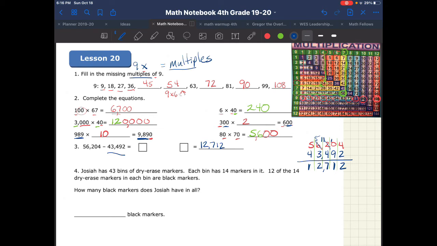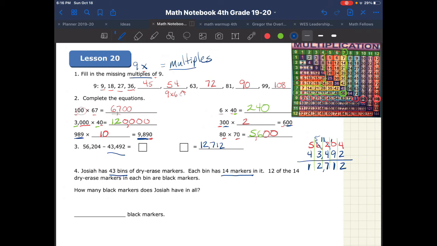Josiah has 43 bins of dry erase markers. So 43 bins of dry erase markers. Each bin has 14 markers in it. 12 of the 14 dry erase markers in each bin are black markers. How many black markers does Josiah have in all? Oh my goodness, that was a lot of numbers. Let's just picture what's happening.